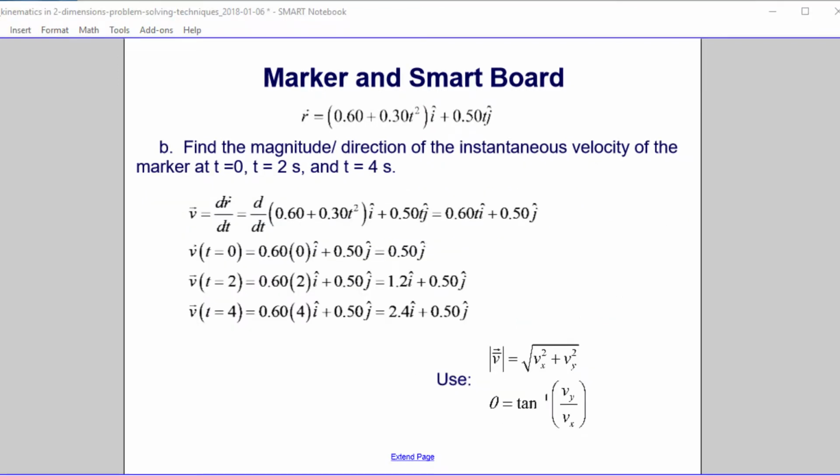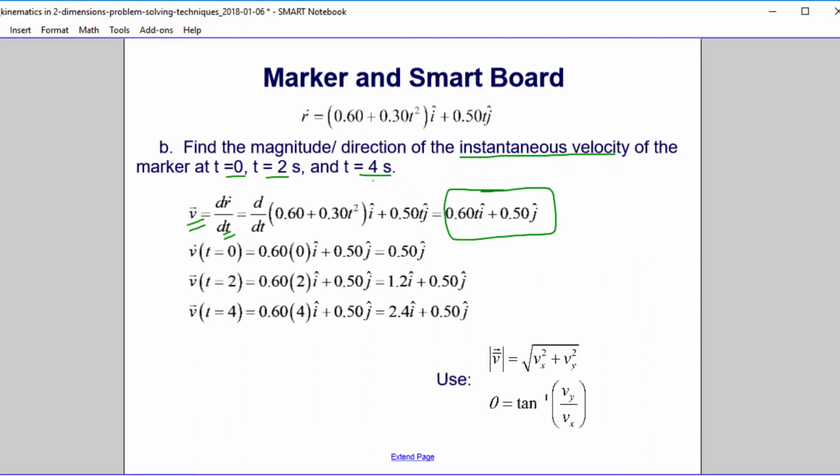We need to find the magnitude and direction of the instantaneous velocity of the marker at 3 times. Here, 0, 2, and 4. Instantaneous means we take the derivative. So velocity is dr/dt. We take the derivative of (0.60 + 0.30 t squared) i hat plus 0.50 t j hat, and we come up with this value here.